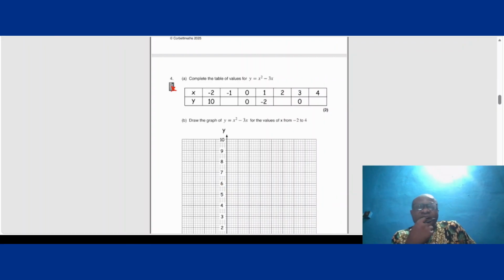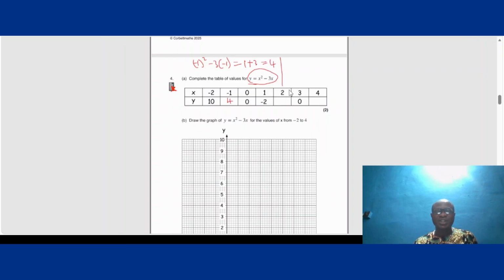The next one says y is equal to x squared minus 3x. The first missing one is when x is minus 1. So I will find it using this one. That is the equation that I'm using. When x is minus 1, I have minus 1 raised to power 2 minus 3 times minus 1. That is how it will be. Minus 1 squared is 1. Minus 3 times minus 1 will give us plus 3. Answer, 4. I have filled this one.